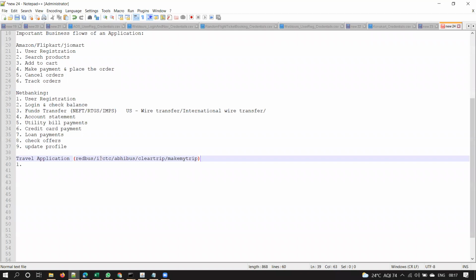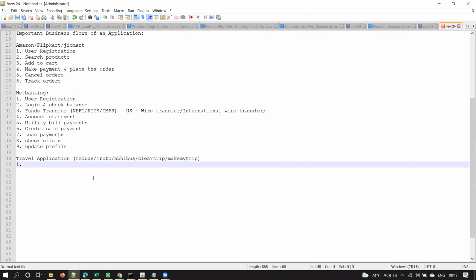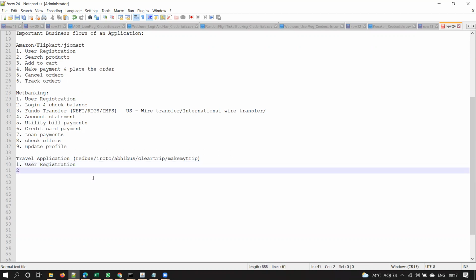Okay, so let us consider any travel application. What do we do with a travel application, guys? What are the critical business flows, the important business flows, of any travel application? First, user registration. For any type of application, user registration comes first, right? We have to use the application, so we will register ourselves. Next, after user registration, what else?